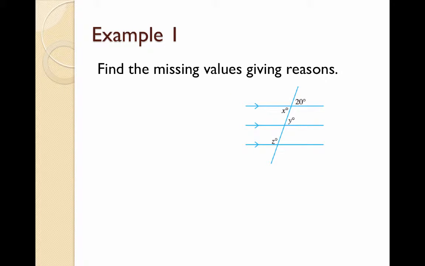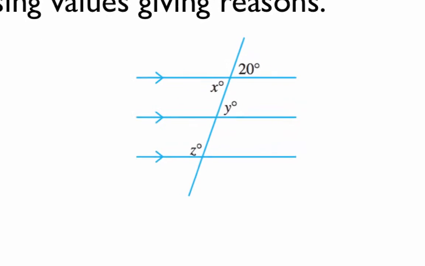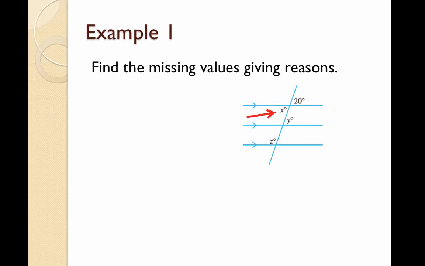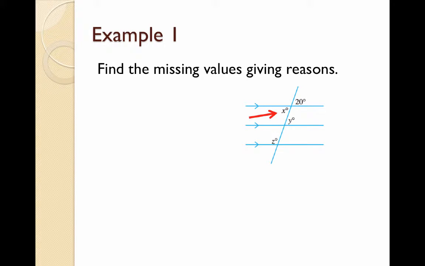We're asked to find the missing values giving reasons. We know that there are x, y and z that we have to find. To begin with, I'm going to start finding x. And I note that x is going to be vertically opposite to the angle 20.